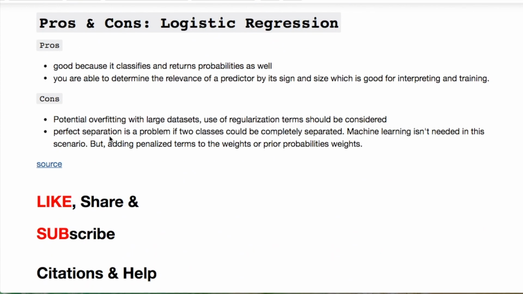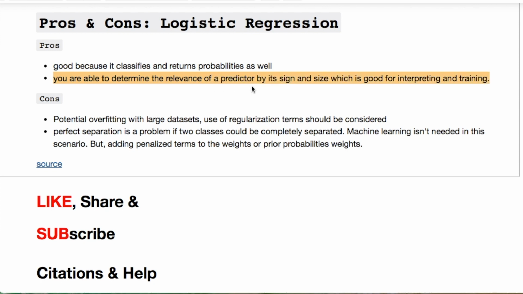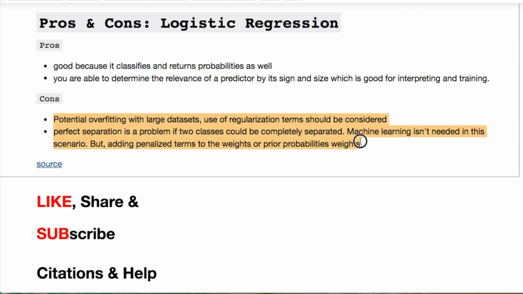Pros and cons with logistic regression. Good because it classifies and returns a probability. You're also able to determine the relevance of a predictor by its sign and size, which is good for interpreting and training. The cons, you can have overfitting with large data sets, so you would need to use a regularization term, or at least consider it. Perfect separation is a problem if two classes could be completely separated. Therefore, you shouldn't use machine learning for this situation. But adding a penalized term to the weights or probabilities would be suggested.